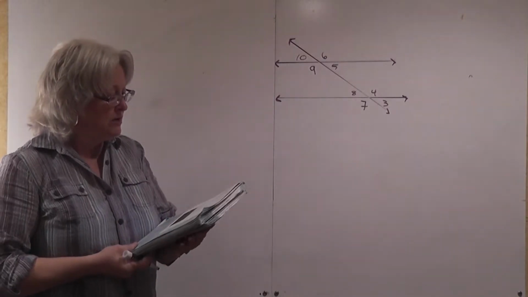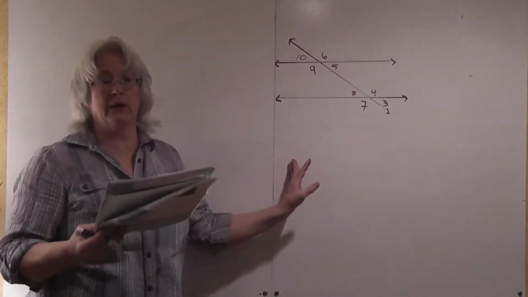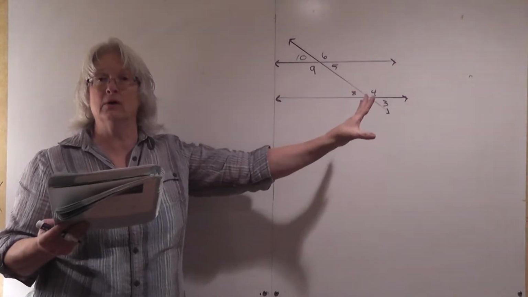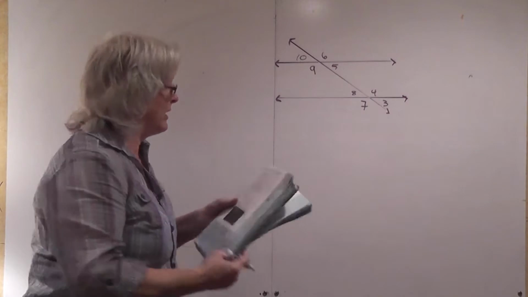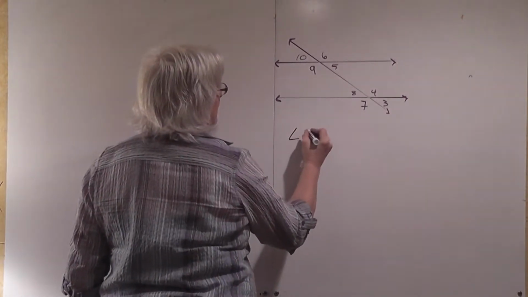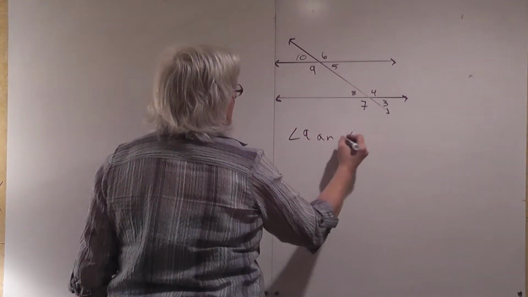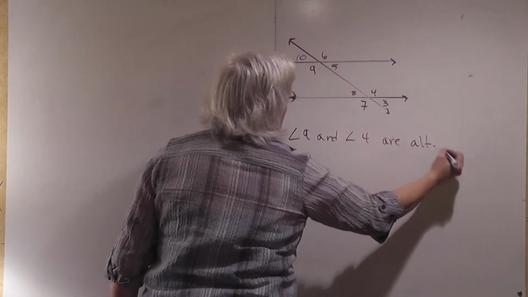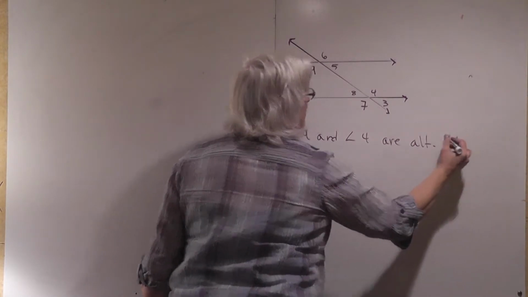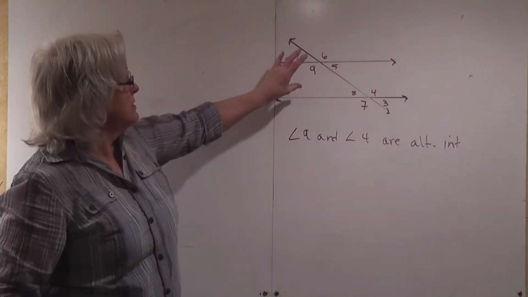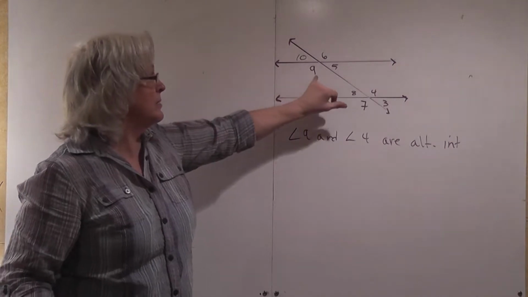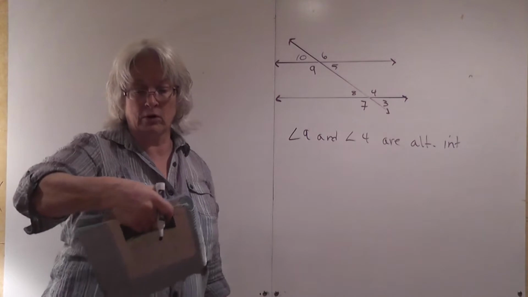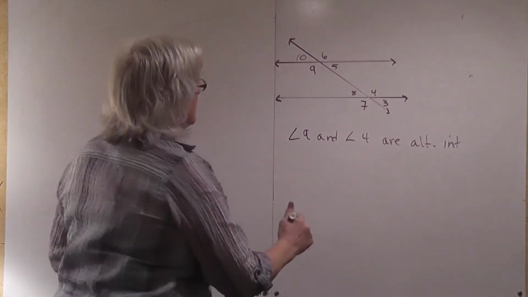They say, use the figure to identify the following angles. And it says, angle 9 and what angle are alternate interior angles? Angle 9 and angle 4 are alternate interior. Do you see why this is? They're within the railroad track on opposite sides of the transversal. Angle 9 and angle 4 are alternate interior.